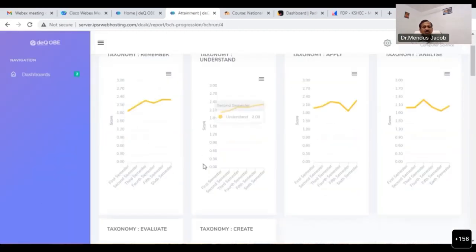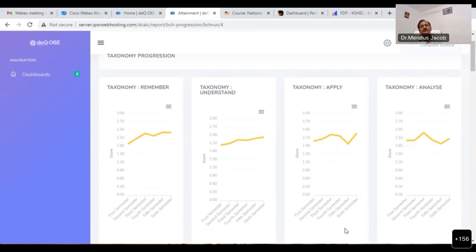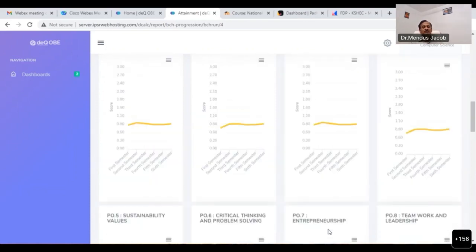See, this is the taxonomy level progression, because we are mapping all the activities we are doing to the taxonomy levels, even at the rubric level. If we can map like that, we will get a clear understanding of the performance of the batch and each student, the taxonomy level as well as PO, PSO, all.